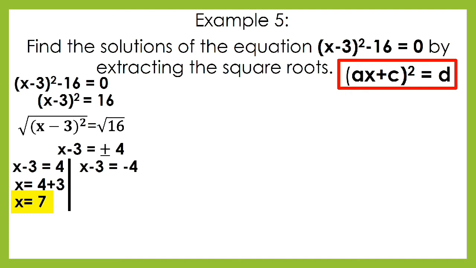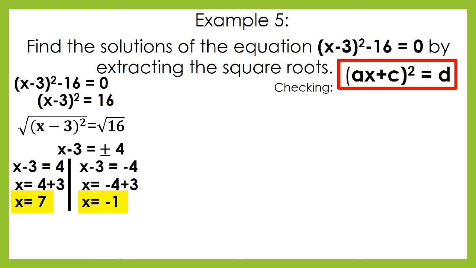Sa right side naman, okay, so, si negative 3, transpose natin sa right side. Okay, so, naging positive 3. Simplify, we get x equals negative 1. Negative 4 plus 3 is negative 1. These are the two solutions or roots of the equation.